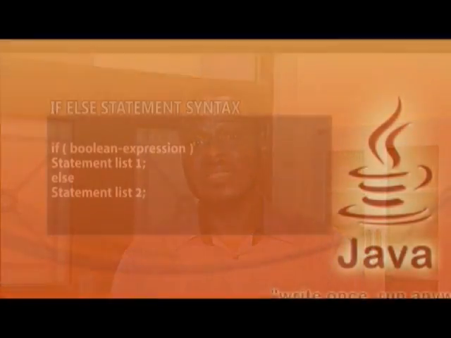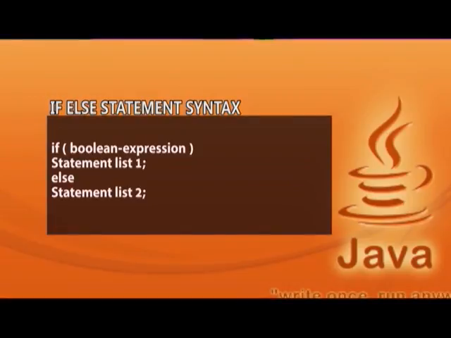The syntax of the if-else statement, on the other hand, is if, open bracket Boolean expression, close bracket, followed by statement list 1, ending with a semicolon, followed by the word else. Then we have on the next line statement list 2, also ending with a semicolon, where statement list 1 or statement list 2 can comprise single statements or a block.